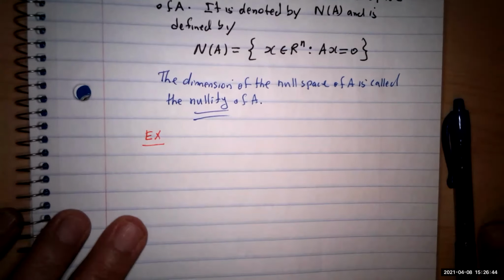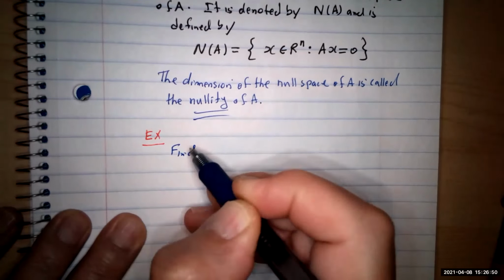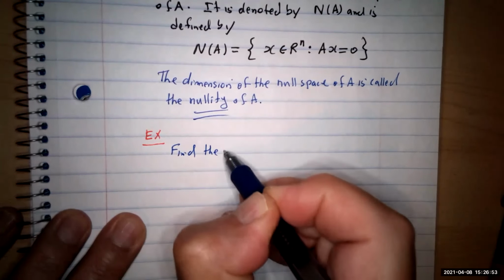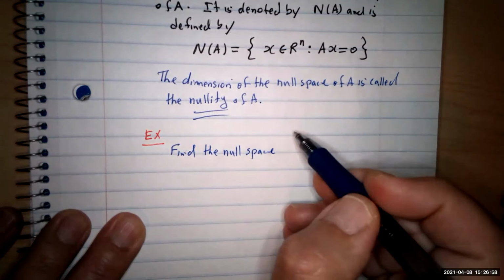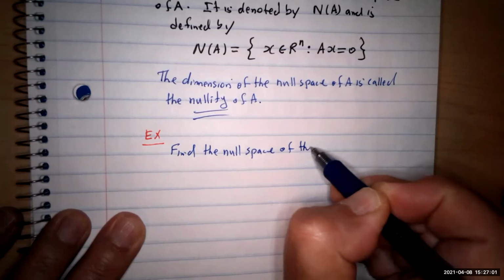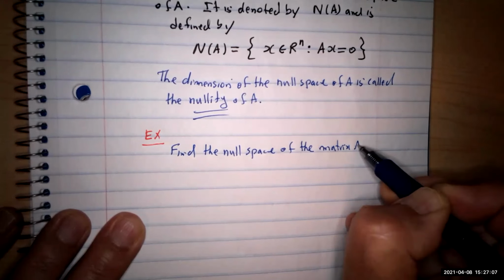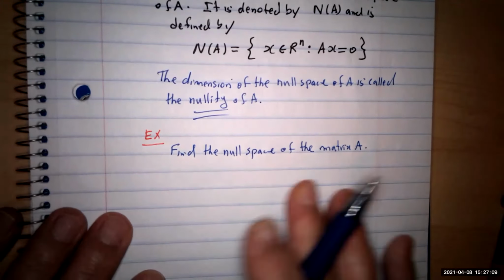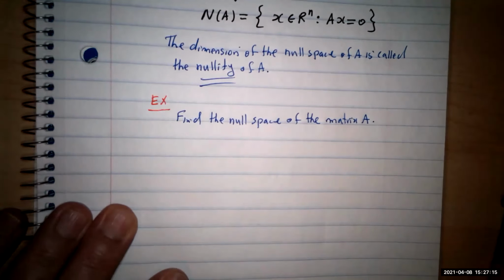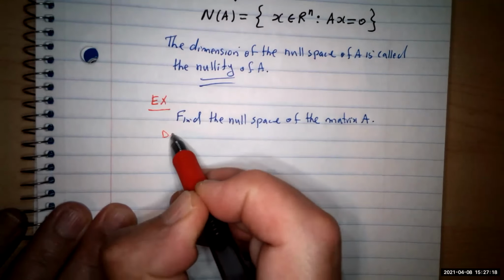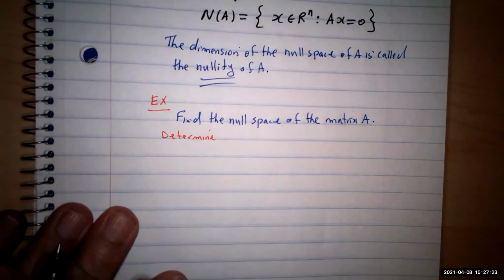So that's it. One matrix, one question, and we ask you to find the null space of the matrix A. There is a theorem that you can use to find these numbers quickly, but we want to avoid it. We are going to emphasize that we need a basis. Determine a basis for the null space.